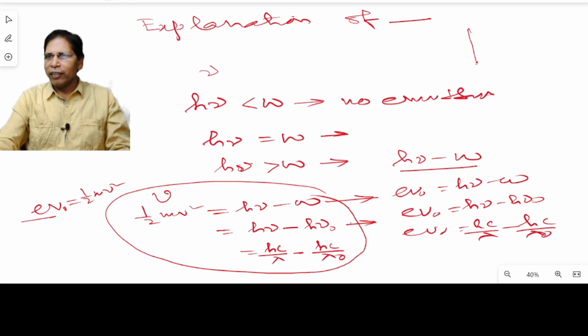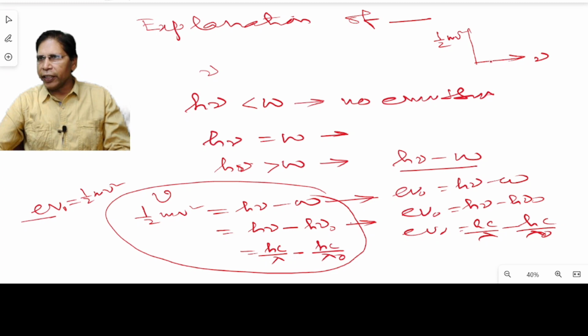If a graph is plotted between the maximum kinetic energy of the photoelectron and the frequency of radiation, the graph becomes a straight line of slope tan theta equal to h. And look at this, this point represents the threshold frequency nu naught. And if this graph is produced backward, look at this, it represents the work function W.